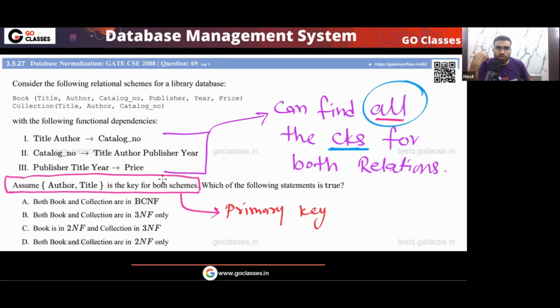So this line does not give you information of all the candidate keys. This line does not tell you that this is the only candidate key. This line simply tells you about the primary key. The candidate keys we have to find from the functional dependencies, for both the tables. This is what I'm telling you.